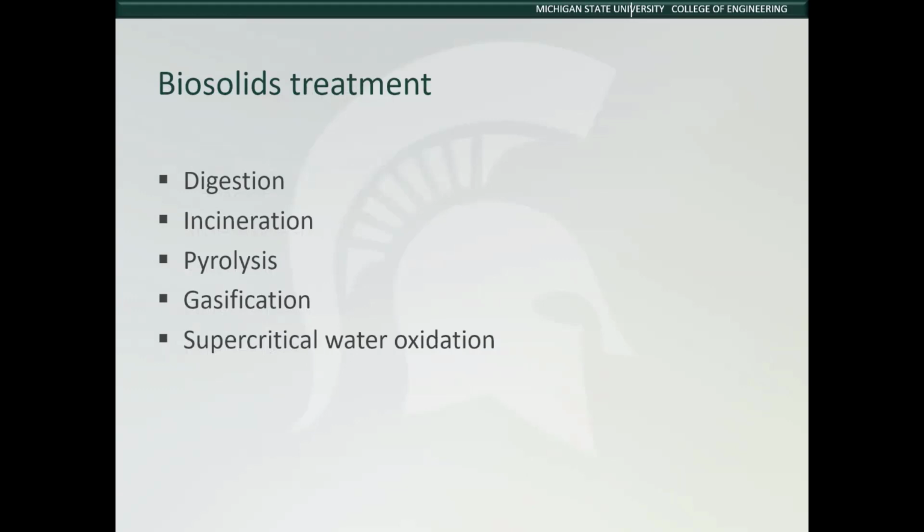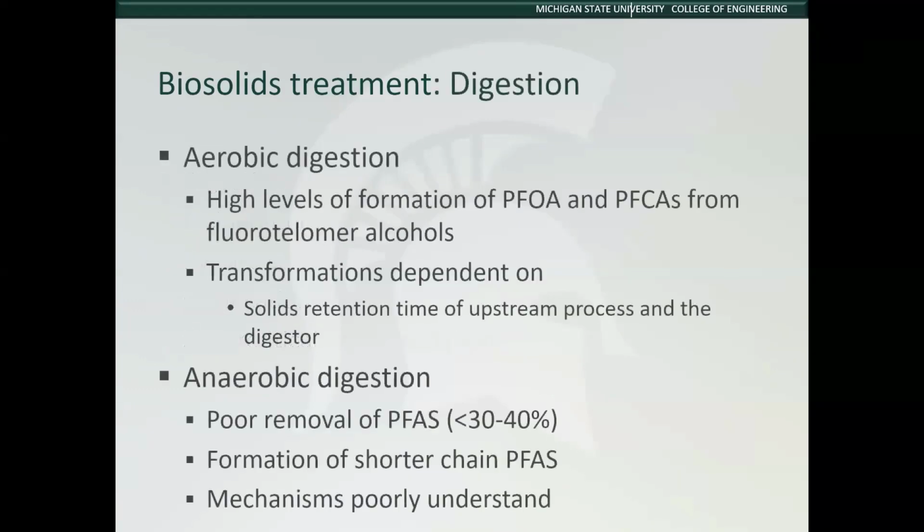Moving on to biosolids treatment, as I mentioned, we'll look at these 5 processes. Conventional wastewater treatment technologies have been reported to be relatively ineffective in removing the PFAS chemicals from wastewater. Mass balances on several full-scale wastewater treatment plants have shown that there's actually an increase in the mass flows of the shorter PFAS chemicals, and this is thought to be due to the transformation of the fluorotelomer alcohols into lower molecular weight PFAS.